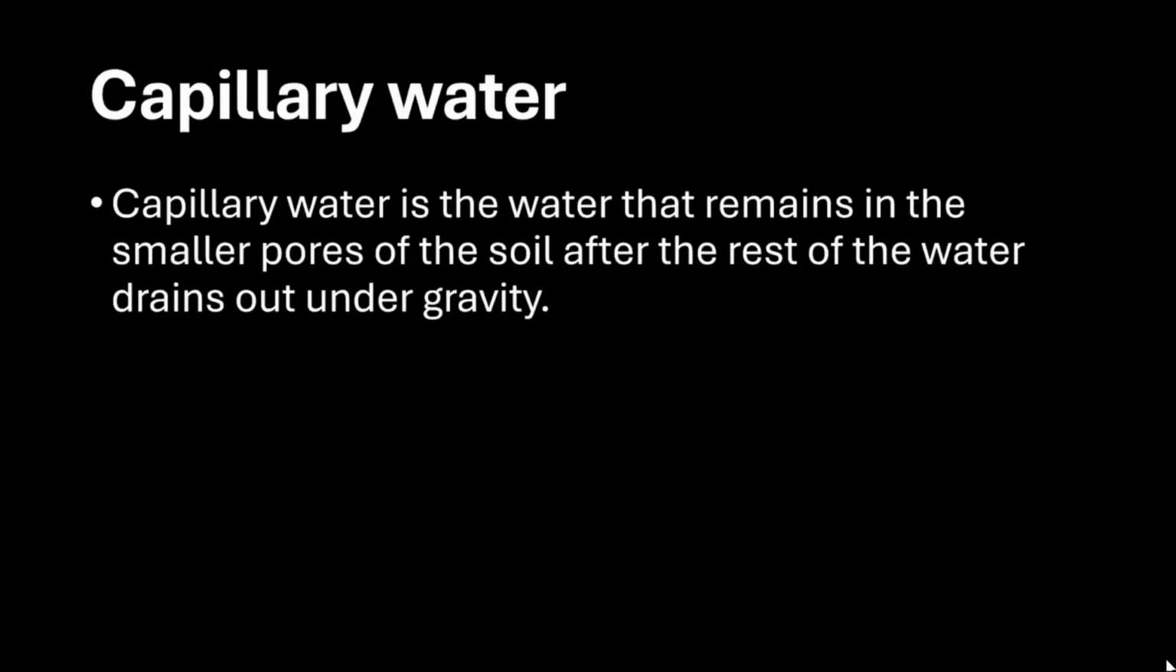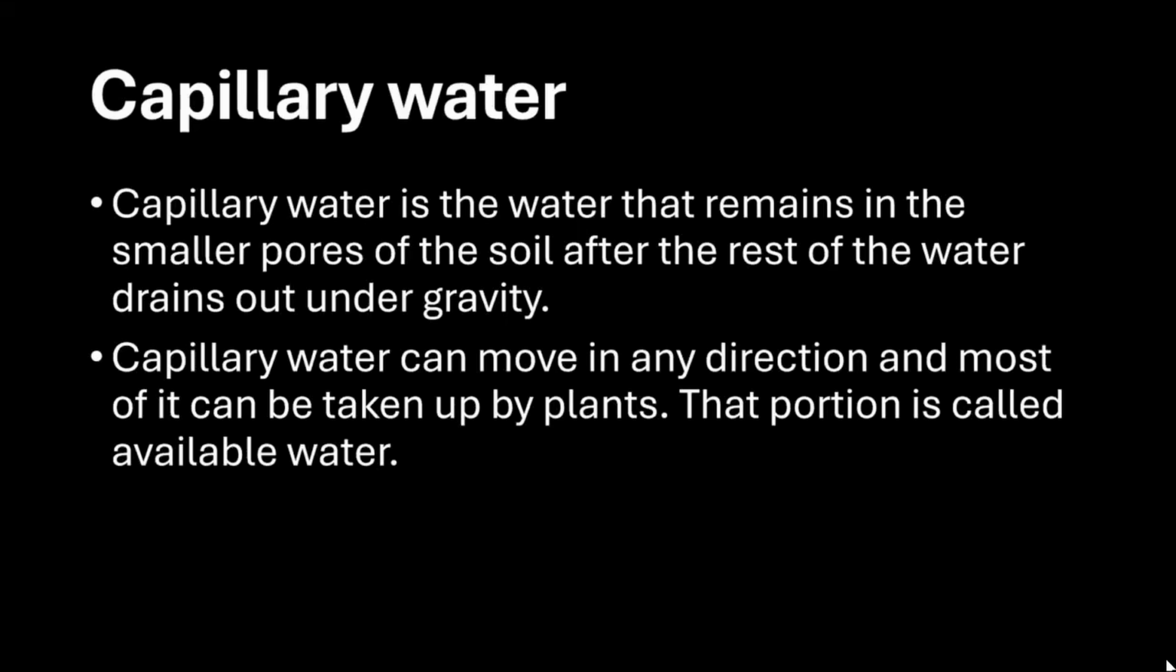Capillary water. Capillary water is the water that stays in the smaller pores in the soil after the rest of the water has drained out under gravity. Capillary water can move in any direction, and most of it can be taken up by plants. That part is called the available water.